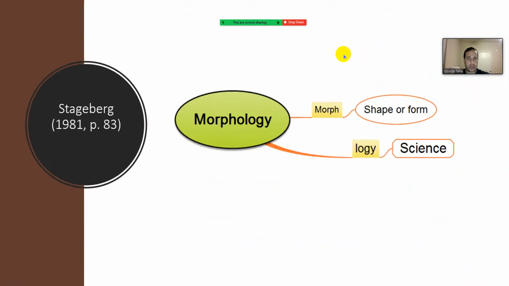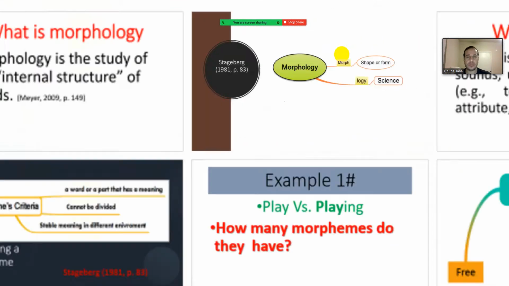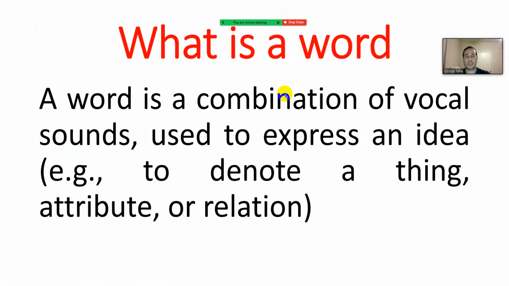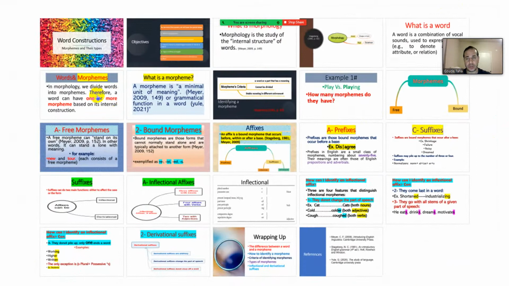If we try to do morphological analysis of the word morphology itself, we'll find out it has two main morphemes. The first one is morph, which is a Latin morpheme meaning shape or form, and then we have ology, which means the study of or the science of. One more thing that we need to define is a word, and a word is a combination of vocal sounds used to express an idea or to denote something, an attribute or a relationship.